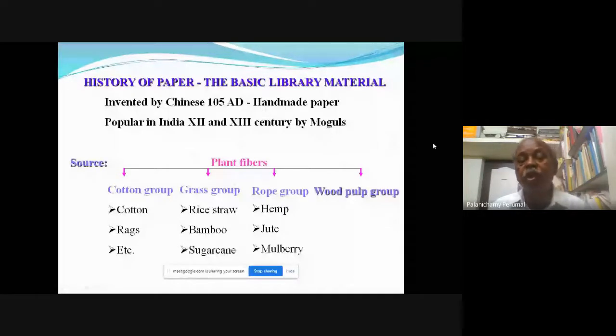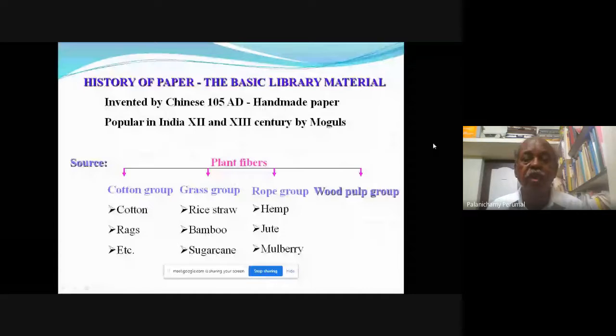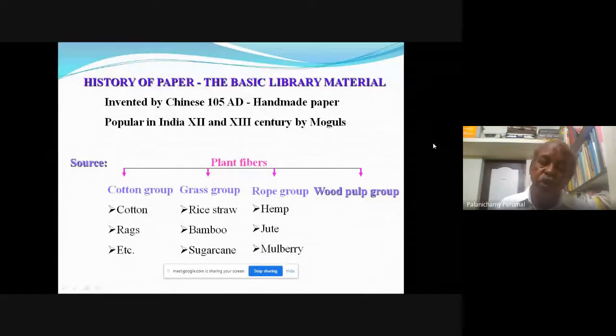And the fourth group is the wood pulp group. Wood pulp has a lot more impurities. There is only 45% cellulose fiber and 55% other impurities. So it will be destroyed very fast. For temporary usage only we are using wood pulp, like dailies, weeklies, monthly newspapers. Because wood pulp has more impurities, we are not using it otherwise. So these are the raw materials used for our paper.